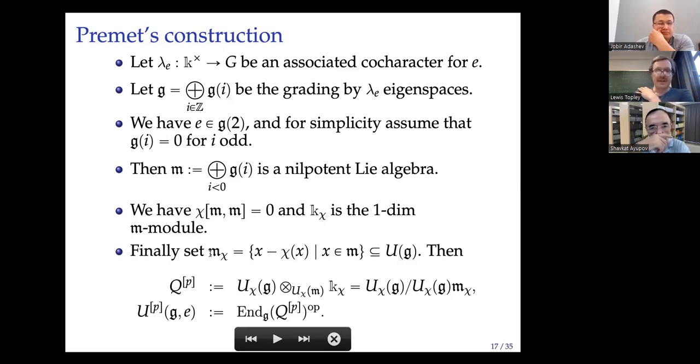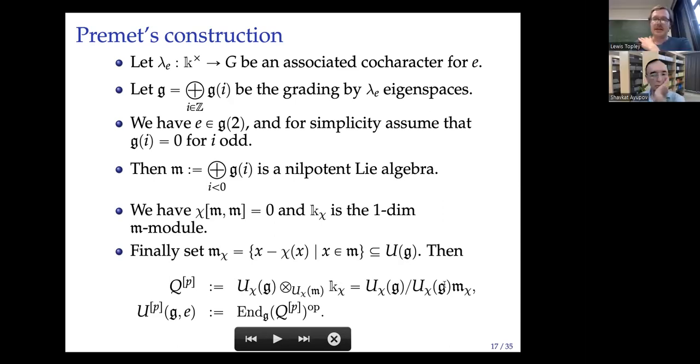And so we finally make the definition that m chi is what we get when we skew m by this character chi. And this is actually a Lie subalgebra of UG. And then we can define this induced module Q chi. This is known as the generalized Gelfand-Graev module. It's just the one that's induced from this one-dimensional representation, or equivalently, it can be expressed as a quotient by a left ideal. And now U chi G-E is defined to be the endomorphisms of Q chi, but opposite. So let me just say a word about this opposite here.